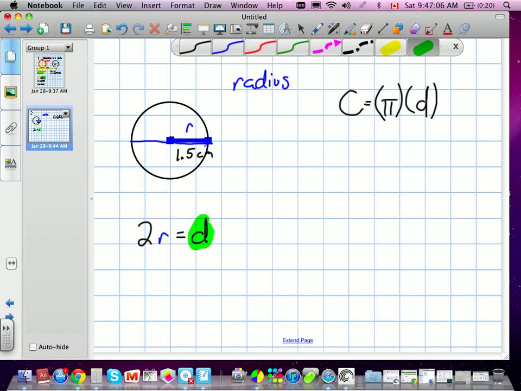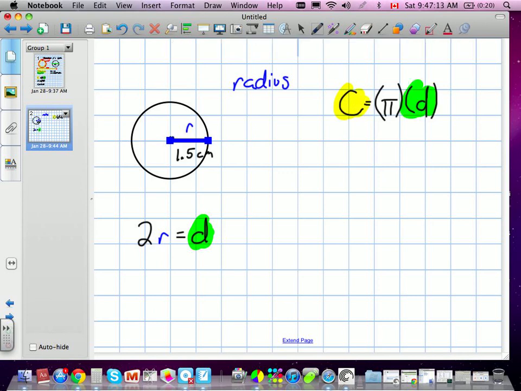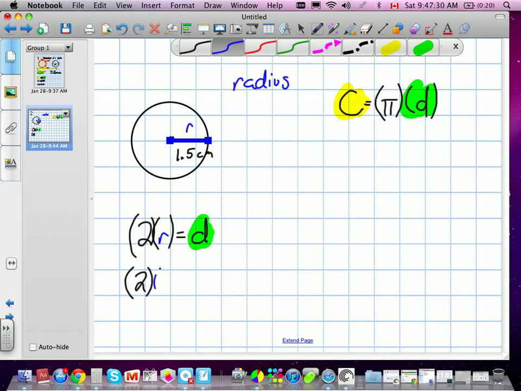Now I'm going to show you another formula. It turns out that 2 times your radius is actually equal to the diameter. Does that make sense? If we're starting at the middle and only going halfway, and diameter is the entire way across, does it make sense we multiply that by 2 to find diameter?